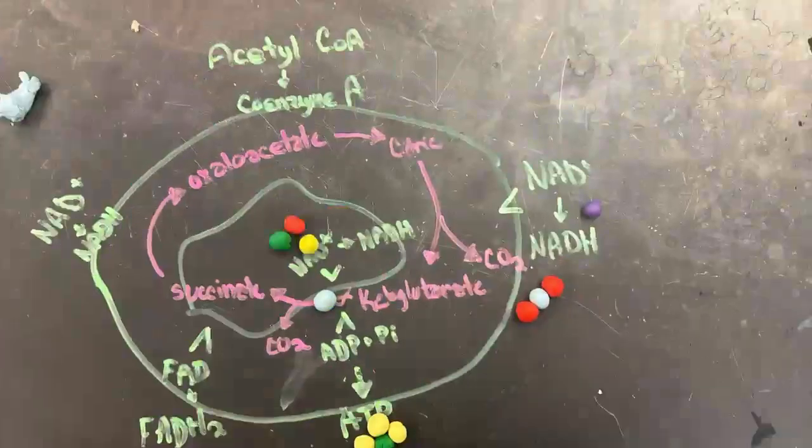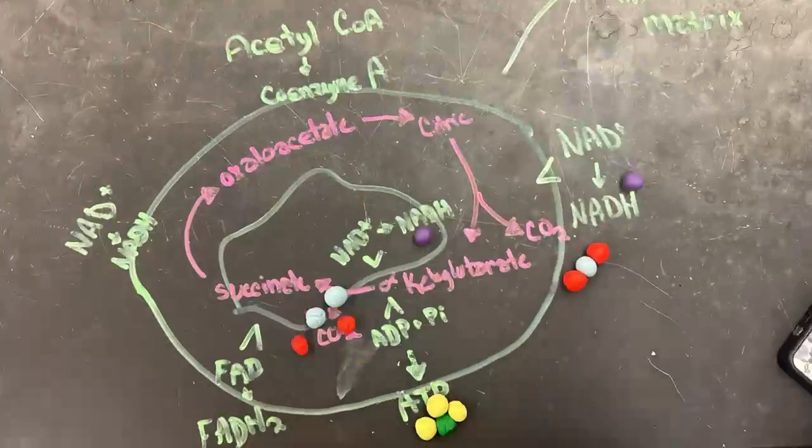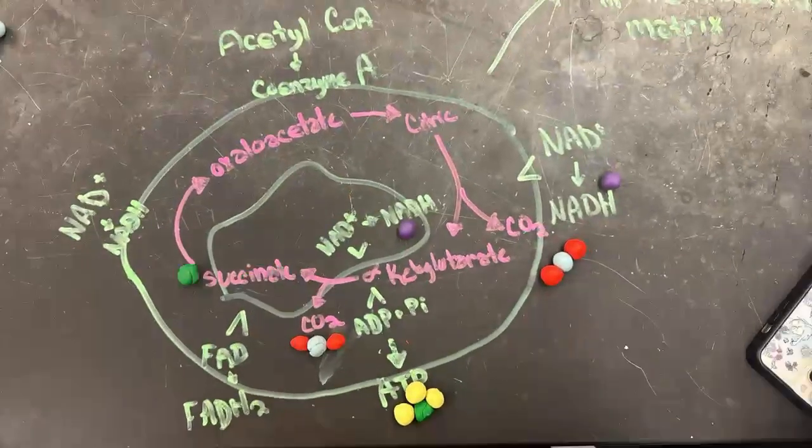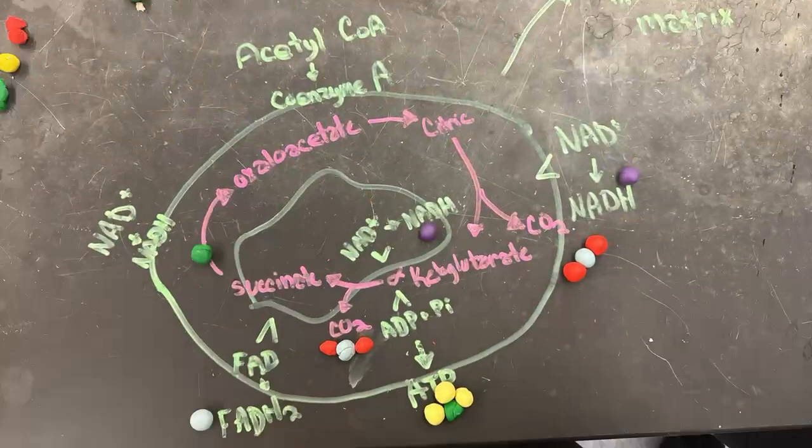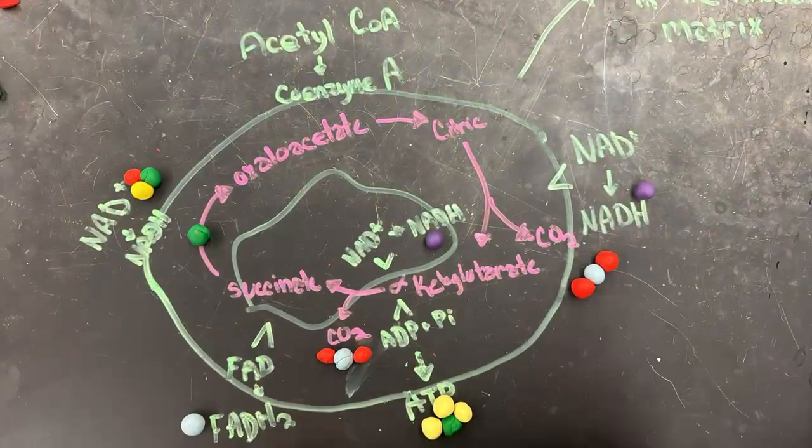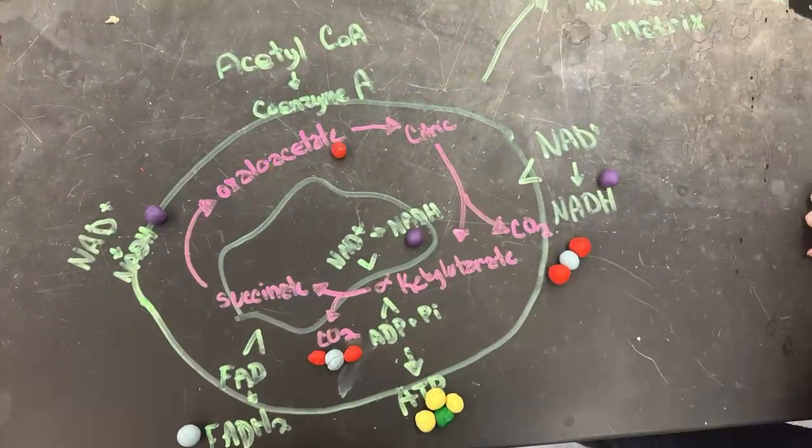Citrate is oxidized and decarboxylated to form acetylglutarate. Acetylglutarate is further oxidized and decarboxylated to form succinate. Succinate is oxidized and regenerates as oxaloacetate.